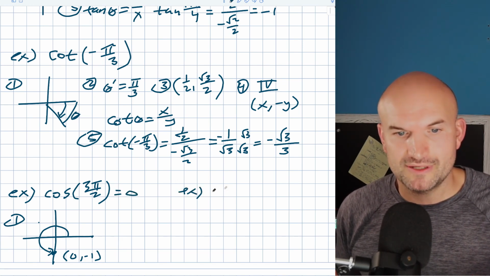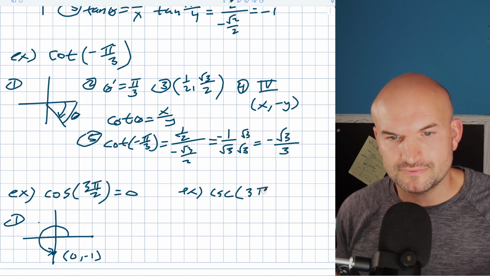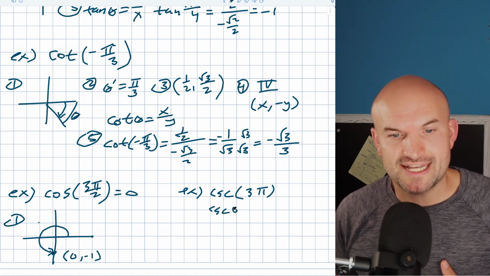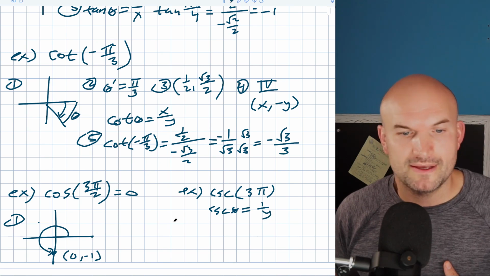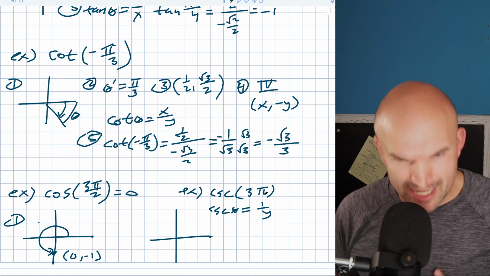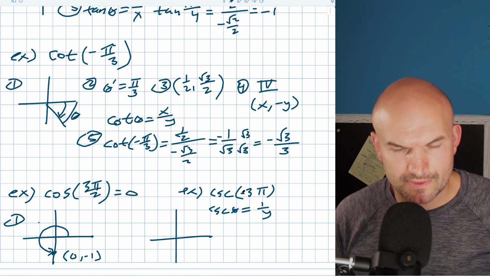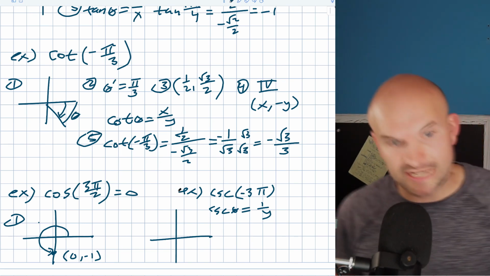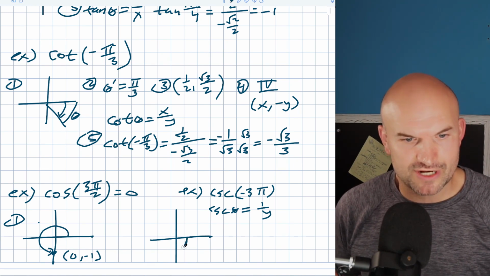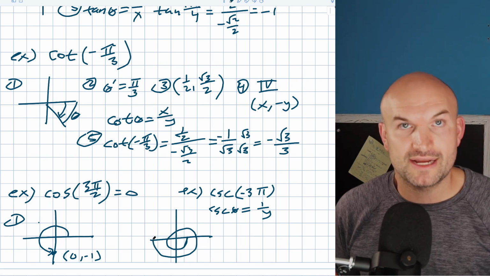Let's do one more example here. What about if I had the cosecant of, let's do negative 3 pi. Now remember cosecant of any angle equals 1 over y. Again, first thing you're going to want to do is sketch the angle. Negative 3 pi, so we're going to go in the negative direction. There's negative 2 pi, and then we'll do an actual negative 3 pi.